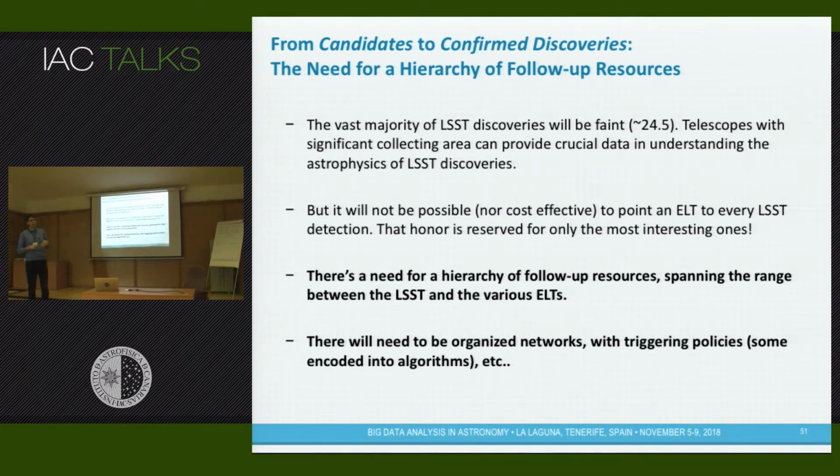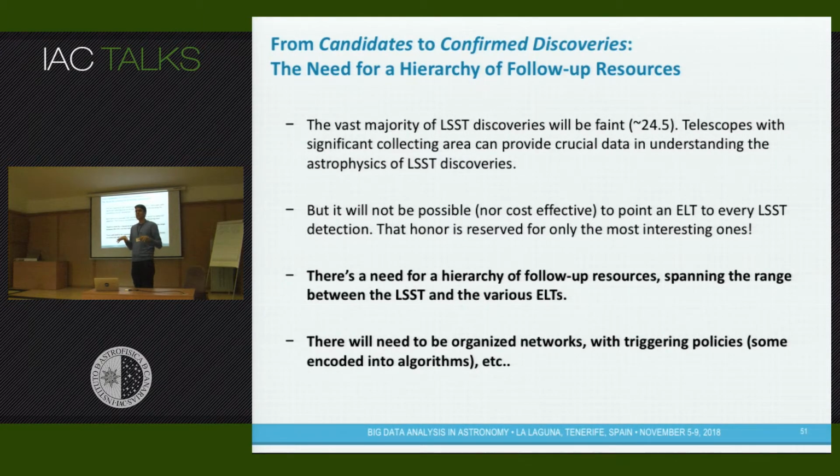Because the vast majority of LSST discoveries will be faint. So 24.5 magnitude is the limit. And to follow up those kinds of objects, you're going to need telescopes with significant collecting area. But it will not be possible nor cost effective to, say, grab an ELT whenever they get built and point them to every single LSST detection. That, as I said here, that honor is going to be reserved for only the most interesting ones.